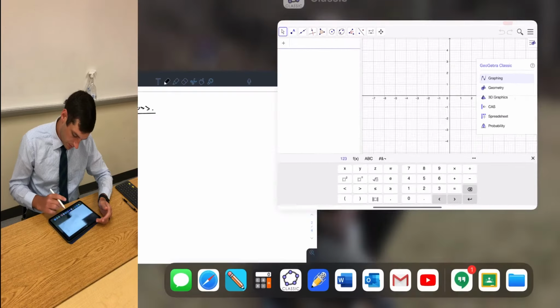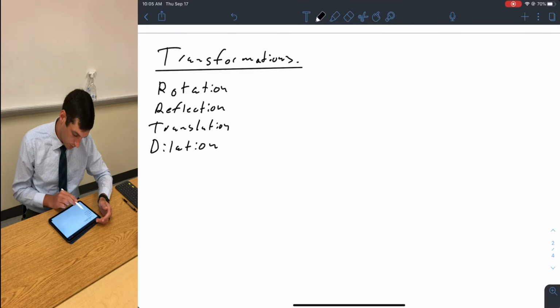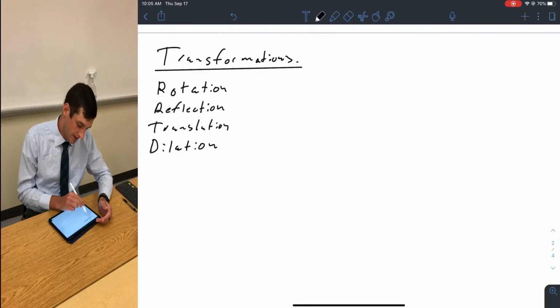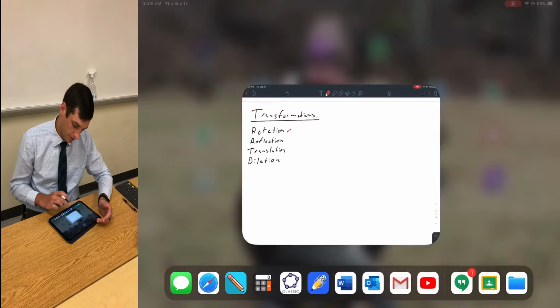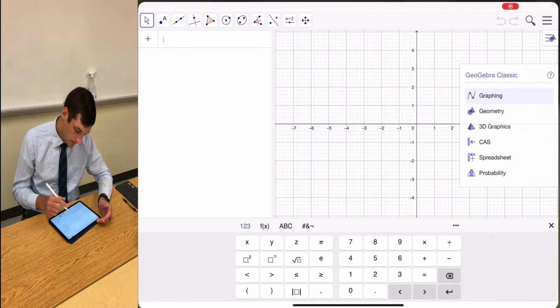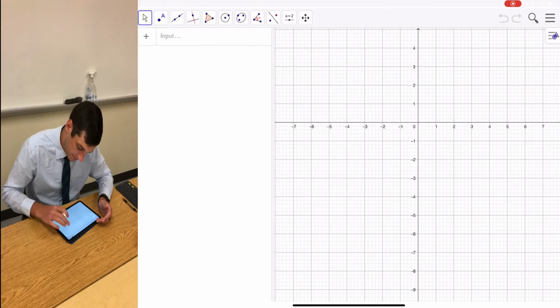So our next one was reflection. So we did rotation and we checked it off. Rotation maintains congruency. So now we're going to look at a reflection. All right, so I'm going to do the same figure.